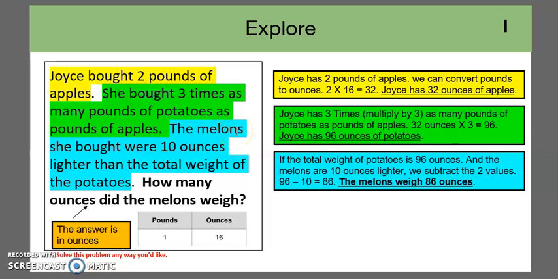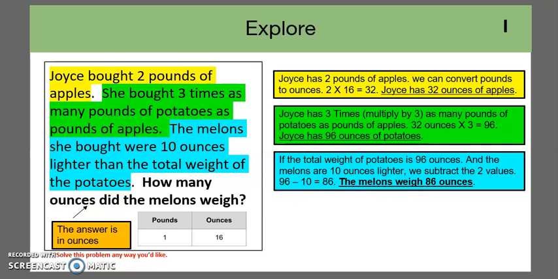The last part of the problem tells us that the melons she bought were 10 ounces lighter than the total weight of the potatoes. So now we're going to look at the value of the potatoes, and when we see lighter, that means subtraction, and we're going to subtract 10 from that value of potatoes. So here we notice that the weight of potatoes is 96. We're going to subtract 10, giving us 96 minus 10 gives us 86, which is the melons weigh 86 ounces.